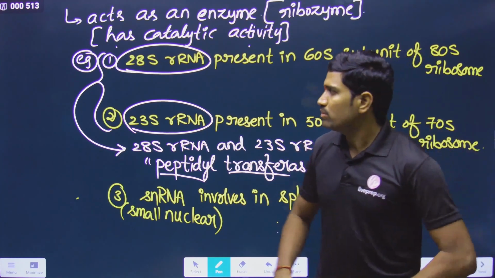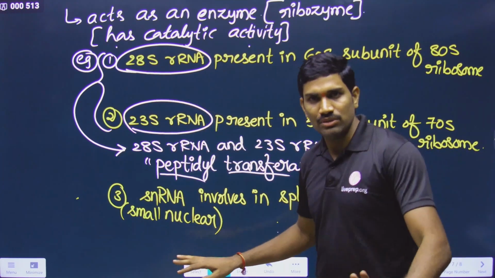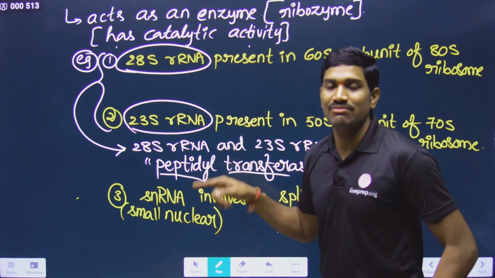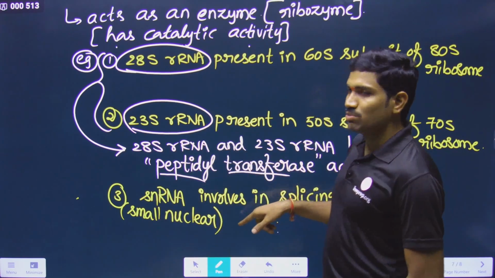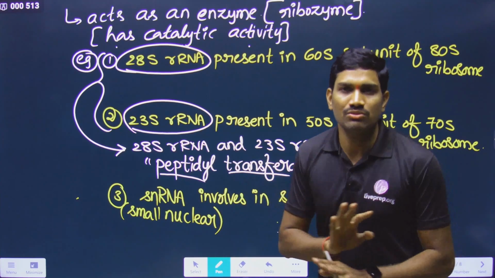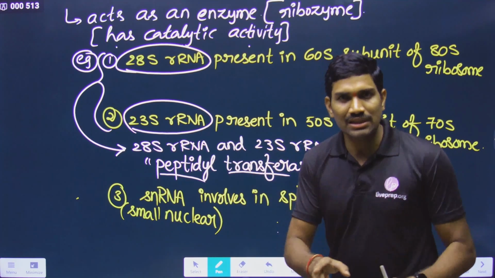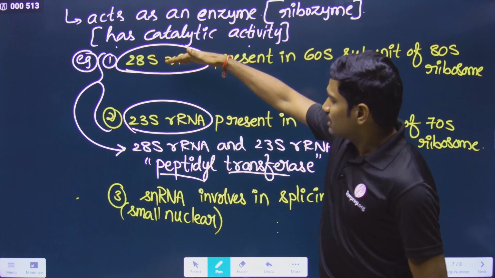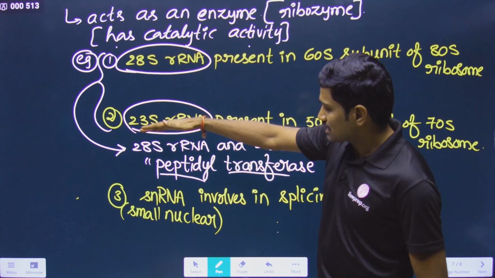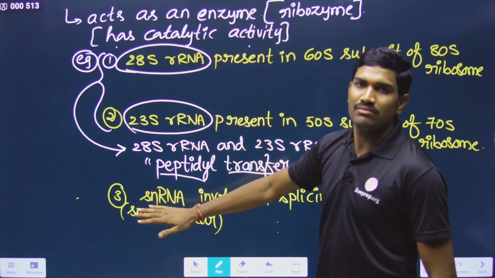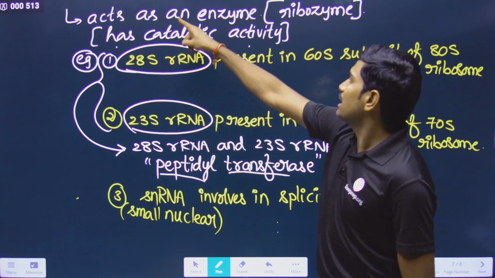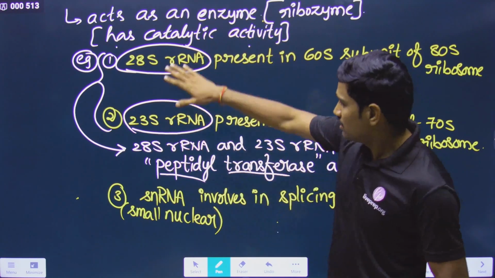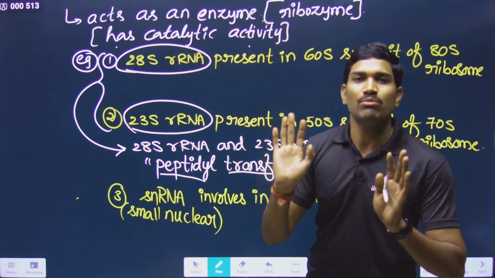So what you need to do? Simply remember these three examples. Don't ask for any further explanation. What is peptidyl transferase? What is its function? Where it is used? And what is this splicing? Where will we study? Don't ask these questions. Slowly we will study when that particular time comes. So today what you need to do? 28S rRNA, 23S rRNA and snRNA. So these RNAs are acting as enzymes. They have catalytic activity. That's why these three are examples for ribozyme.